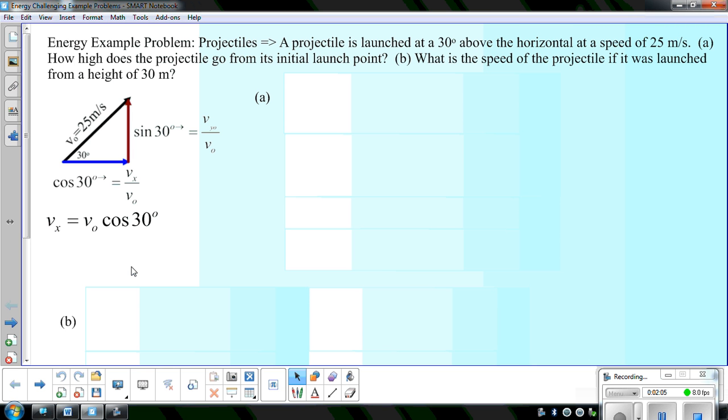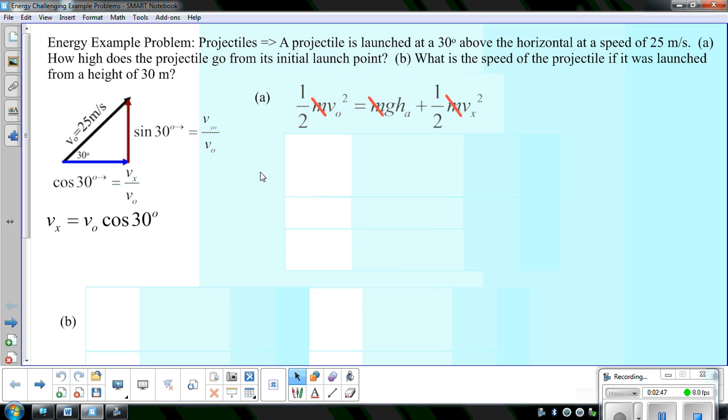So if we want to answer part A, how high does the projectile go from its initial launch point? Well, from its initial launch point, let's just assume that it's at a height of 0. I know it says that it's launched from a height of 30 meters, but for part A, we'll just say the height of 0 is the top of the building. So if it's launched from the top of the building that has no height, then the only type of energy it has is kinetic energy, 1/2 mv squared. Energy is a scalar quantity, so we don't need to separate that 25 meters per second into x and y components because energy is scalar.